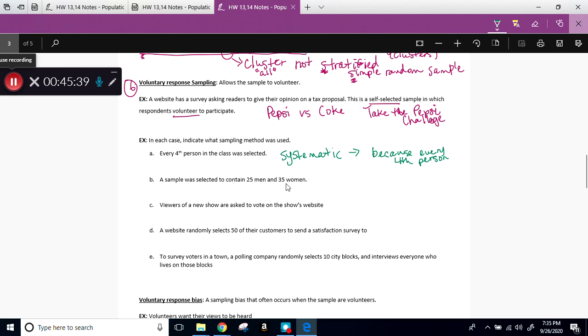A sample was selected to contain 25 men and 35 women. I don't really like this one because that can be considered stratified because they're identifying into small subgroups, but that could also be clustered. You'd have to know more information on this.